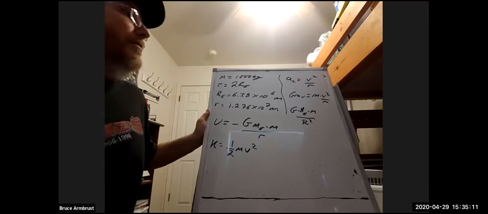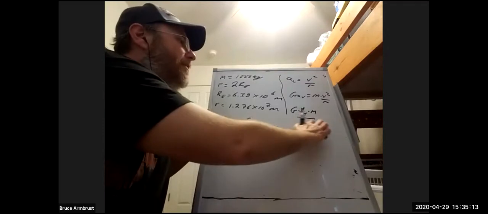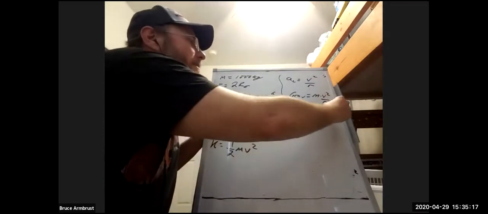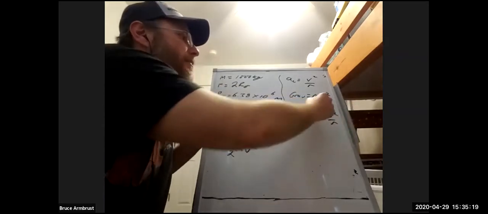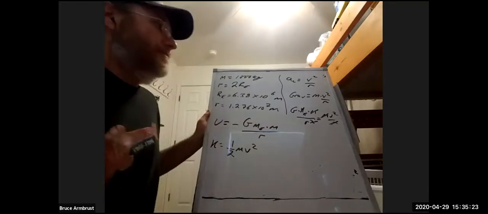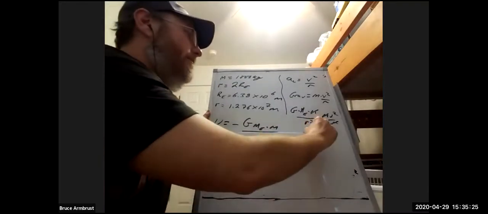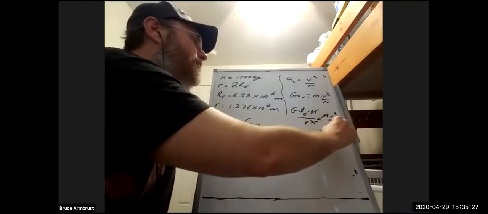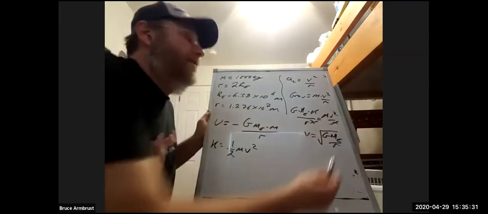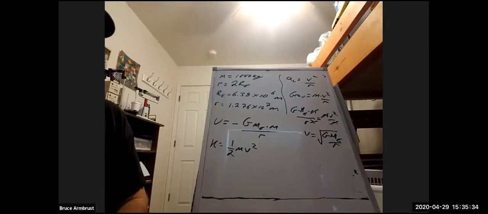So actually, no, hold on. Same R. It's the distance away that we are. So that equals m v squared over R. So the m's cancel, and one of the R's cancels. So we get v is equal to the square root of G times the mass of the Earth divided by the radius, so the distance away that we happen to be.